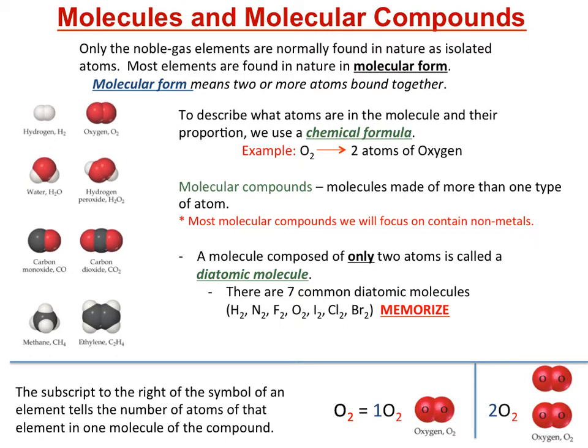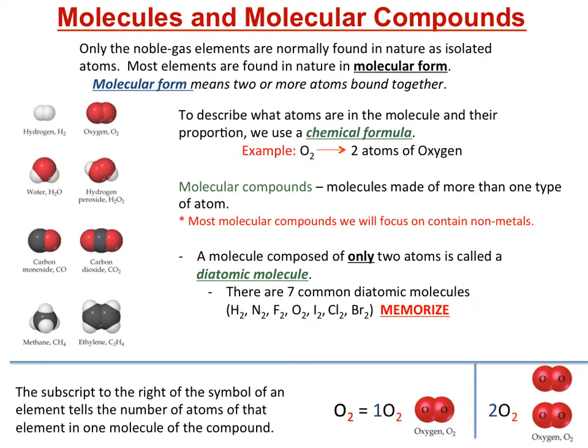So there's another group of molecules which are composed of only two atoms, and we've talked about these just a second ago with both oxygen gas and hydrogen gas. These are what we call diatomic molecules. They're molecules composed of only two atoms, and in this case, they have the exact same atoms. Well, there are 7 common diatomic molecules, and you need to memorize these.